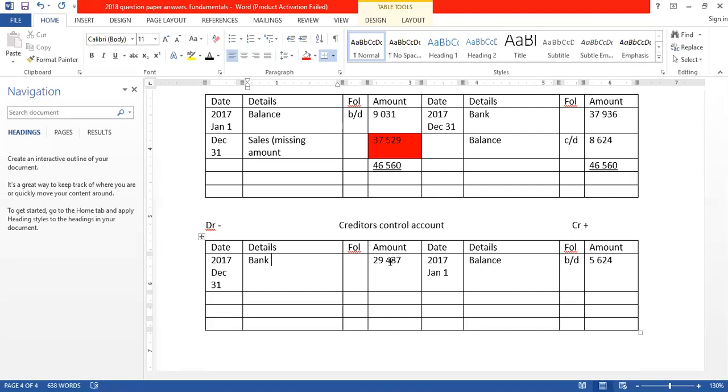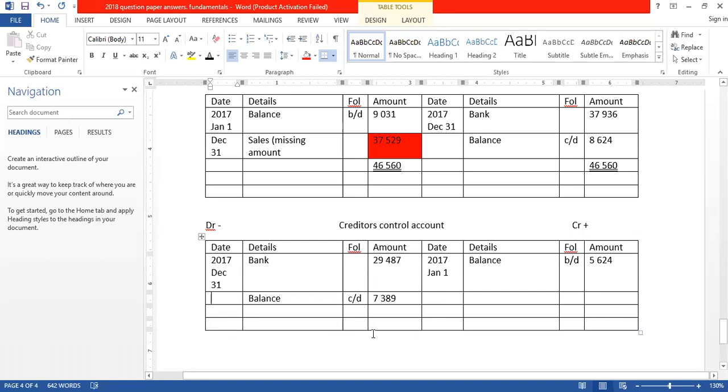Balance carried down of 7,389, and we say that balance carried down of creditors is always on the debit side, on the side that it decreases. So on the debit side, you have balance carried down of the amount of 7,389. And then from there, you will have to balance off your creditors control account.